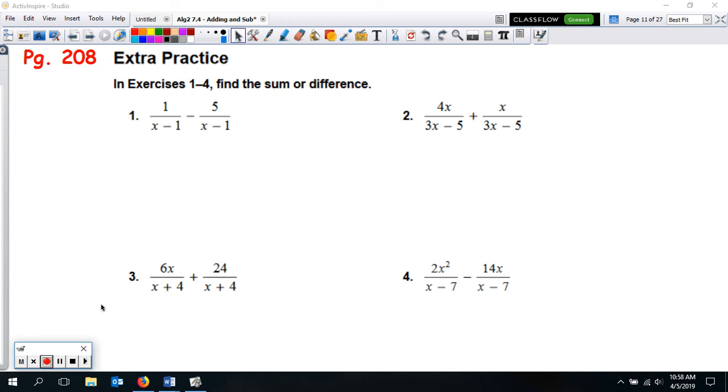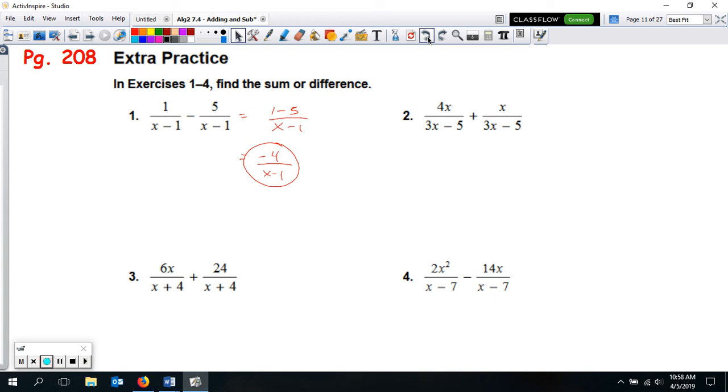Okay, so here on page 208 in our notes, extra practice 1 through 4, just find the sum or difference. You'll notice all 4 of these already have like denominators on every single one. So all we have to do is either add the numerators or subtract them. So number 1, we're subtracting 1 minus 5. So we'll just do 1 minus 5 over x minus 1, and 1 minus 5 is just negative 4. So that's our answer, negative 4 over x minus 1.